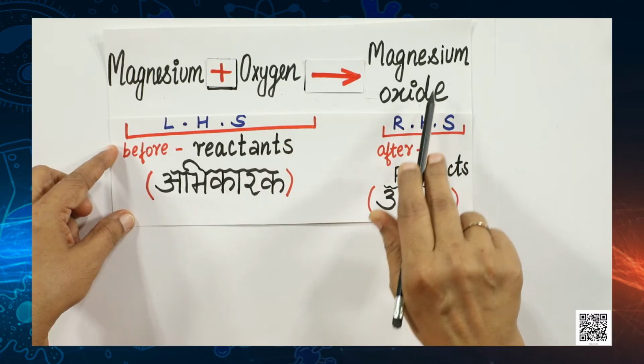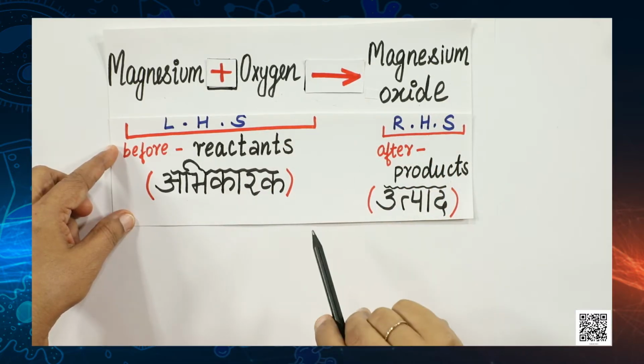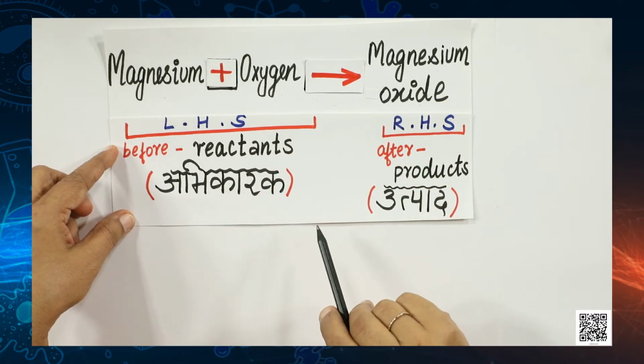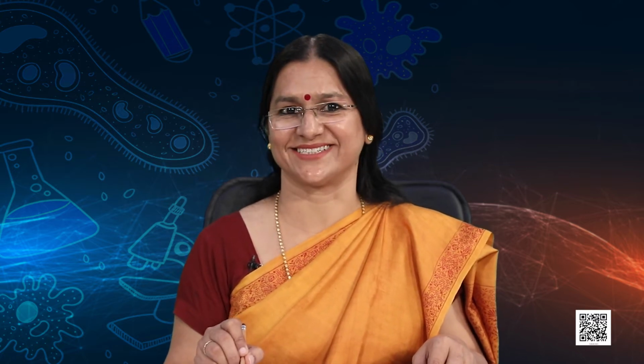Here only one product, that is magnesium oxide, was formed. So, I have written only one product over here. And always remember that the arrowhead points towards the products because this shows the direction of the reaction. Now, tell me, can you think of a still shorter way of representing this chemical equation? I am sure some of you have guessed it right.